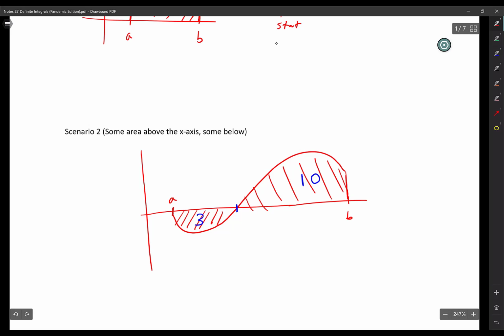But when I write the integral symbol, when I write area from A to B of this function, f of x dx, we're not going to say that that area is 13, because we have some that is below the x-axis and some that is above. So we're going to say that is 7. If it's below the x-axis, it's negative. If it's above the x-axis, it's positive. Negative 3 plus 10 is 7. So let me write that for good notes. Negative 3 plus 10.